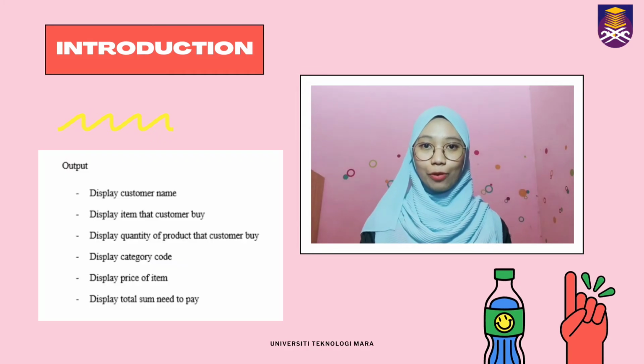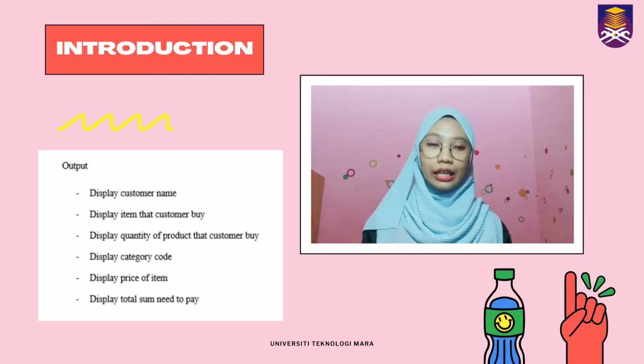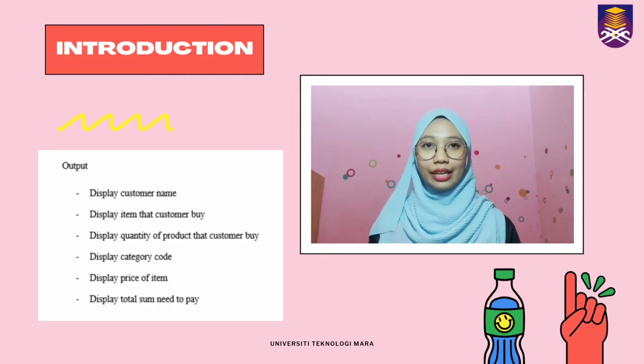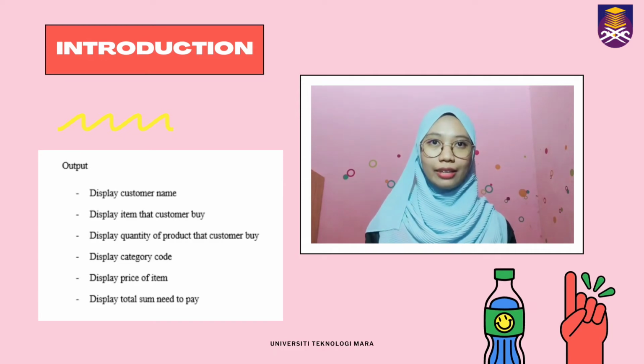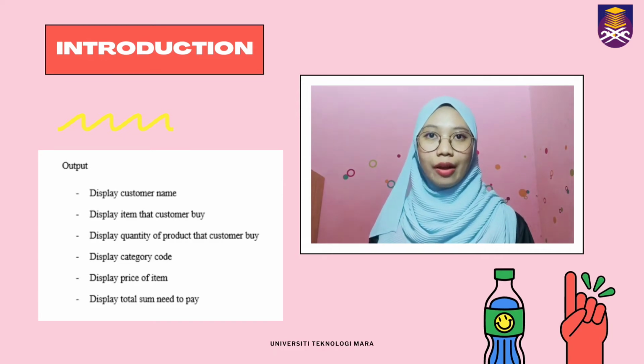And the 6th output that we display is the customer name, the item that the customer buys, the quantity of product that the customer buys, the category code, the price of item, and the total sum to be paid by the customer.